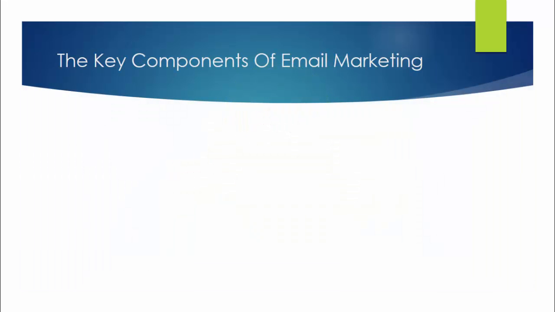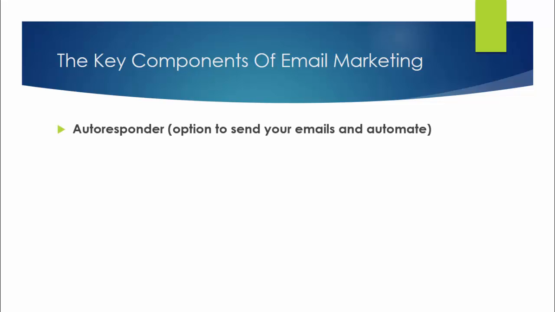First of all, let's see which are these key components of email marketing. You need an autoresponder. This is one of the most important things, because if you don't have an autoresponder or an email marketing service that has the possibility to create an autoresponder, then you will not be able to create an email marketing sales funnel which works automatically and it's passive.